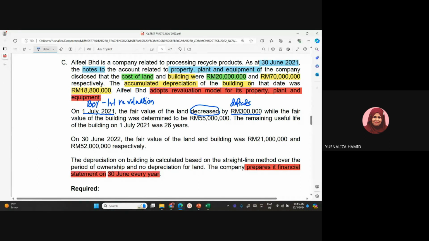For the first revaluation deficit, in terms of journal entry, you are going to debit the revaluation deficit and credit land. That was on 1st of July, and this will go to the SOPR. I've just shown you the simple journal first. And then you have another one on 30th of June 2022. This is in the same year, but at the end of the year, and this is your second revaluation.